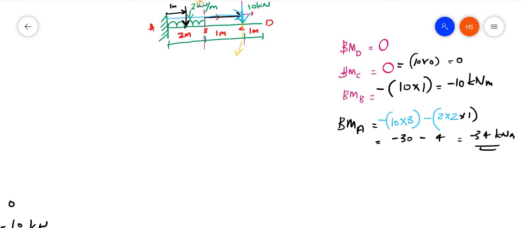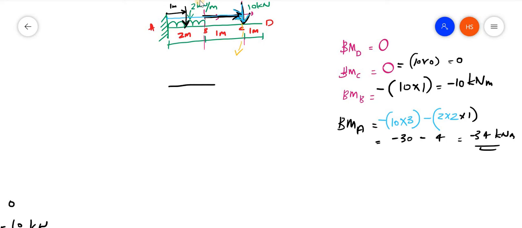Bending moment at B is equal to this, from this point to this. It is 10 into 1, that is minus 10. Minus is taken as negative. Then next, the last one, here it is 10 into 3, that is 30, minus this load, 2 kilonewton per meter into 2, that is 4 kilonewton, into the distance, that will be 34.